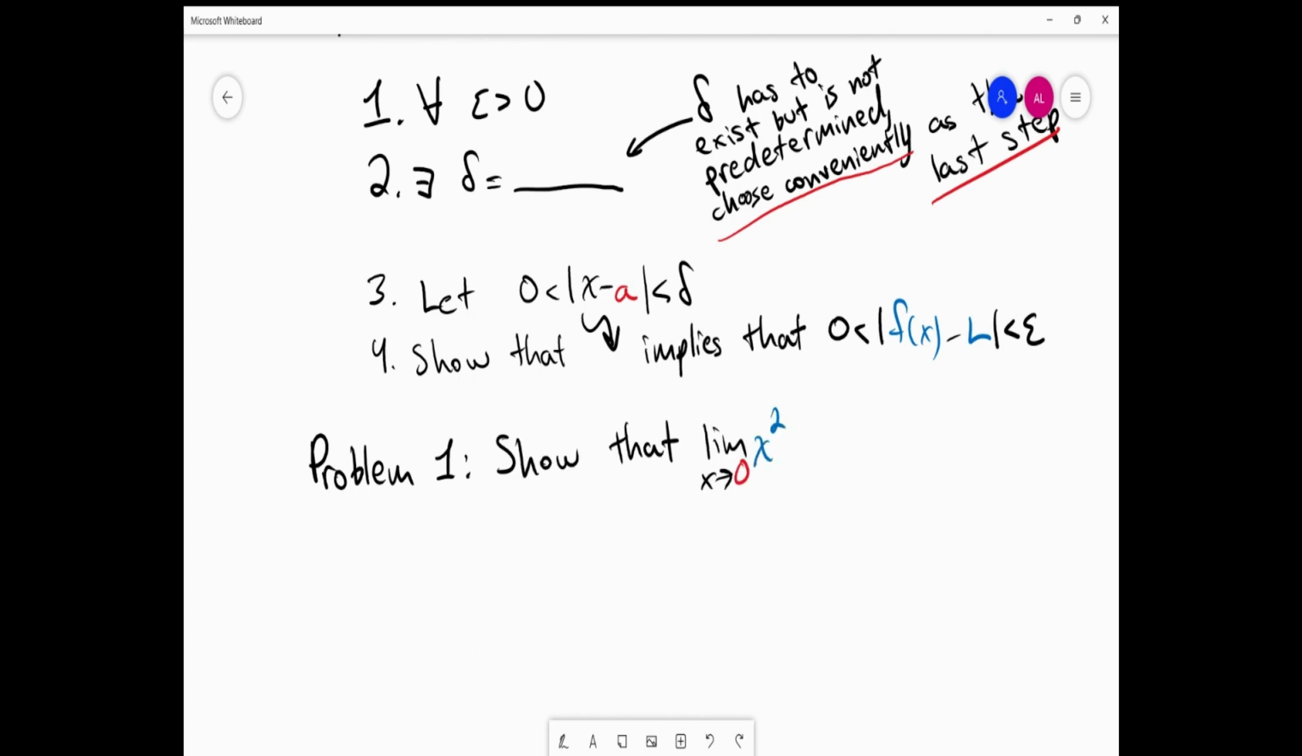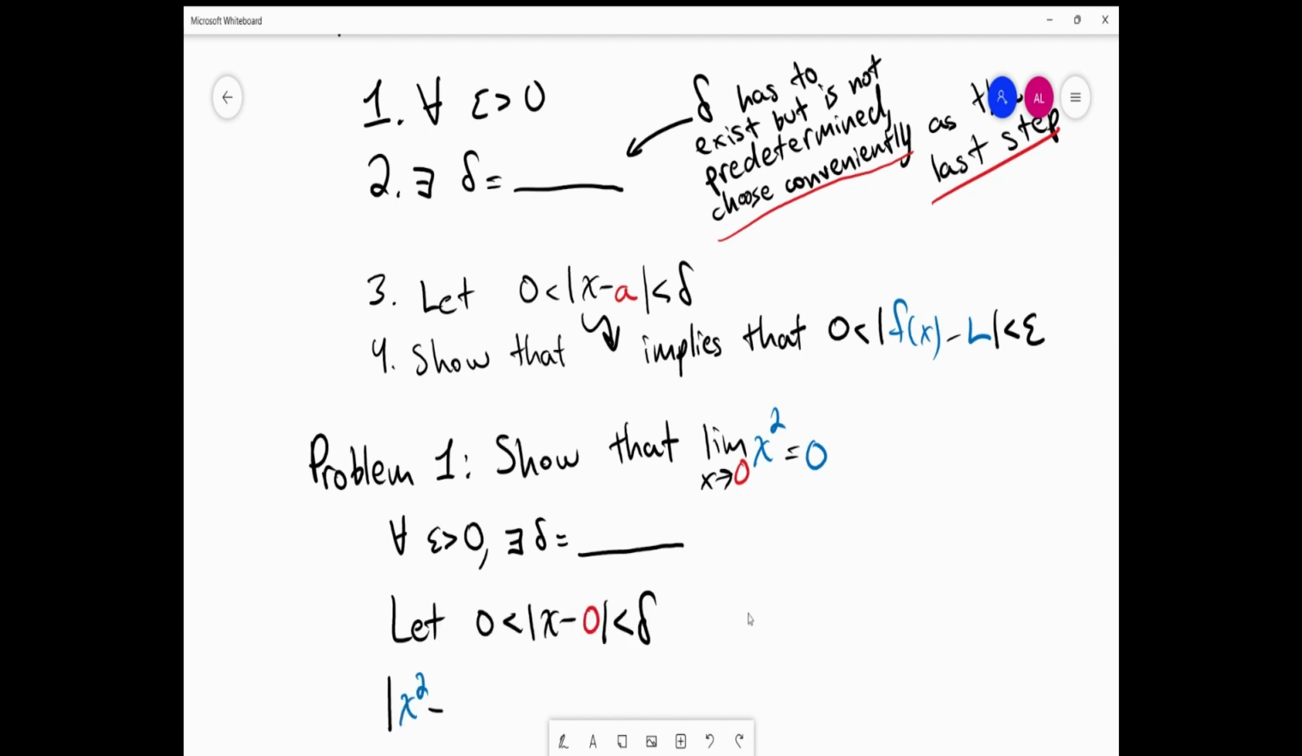So problem 1. And I'm going to start with a really basic example here. Literally, it can be done by direct substitution, but that's not formal, right? We need to do epsilon-delta. So the limit as x approaches 0 of x squared is equal to 0. We need to show that. So for any epsilon greater than 0, there has to exist delta equal to blank. We don't know yet. We will express this in terms of epsilon when the time comes.